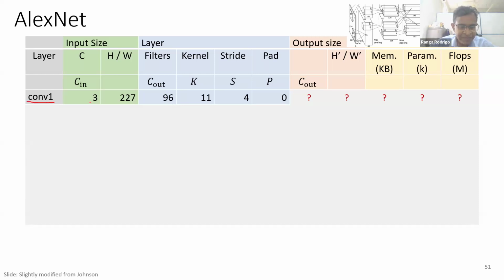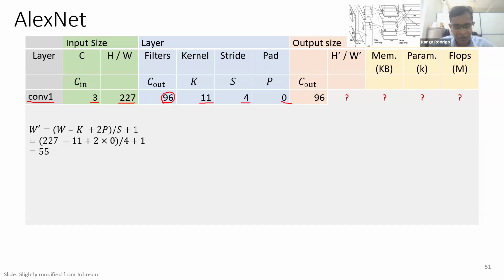You know that these are color images, so the input number of channels is 3. Height and width are 227. The number of convolution kernels is 96, as you saw: 48 in the top GPU, 48 in the bottom GPU, altogether 96. The kernel size is 11 by 11 and the stride is 4. There is no padding. So what is the output number of channels? Of course, it is 96. And then height prime and width prime, the spatial size of the output tensor. So you have to apply the formula (W minus K plus 2P) divided by stride, plus 1.